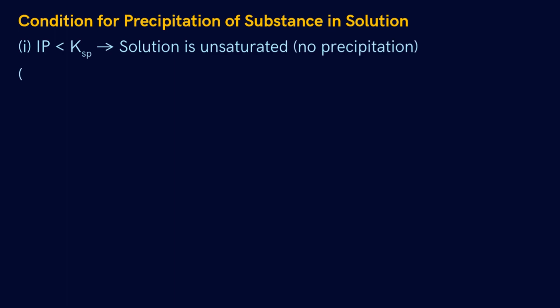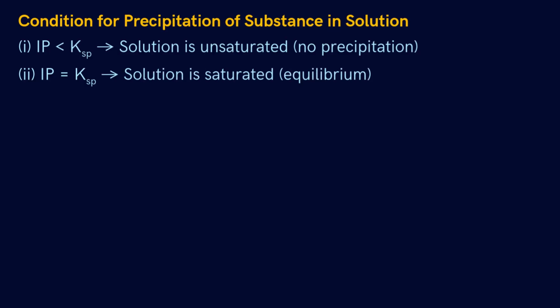Here, we will know the condition for precipitation of a substance in solution. First condition is, if IP is less than KSP, then the solution is unsaturated, no precipitation. Second one is, IP is equal to KSP, then the solution is saturated, equilibrium. Third one is, IP is greater than KSP, then the solution is supersaturated, precipitation occurs.